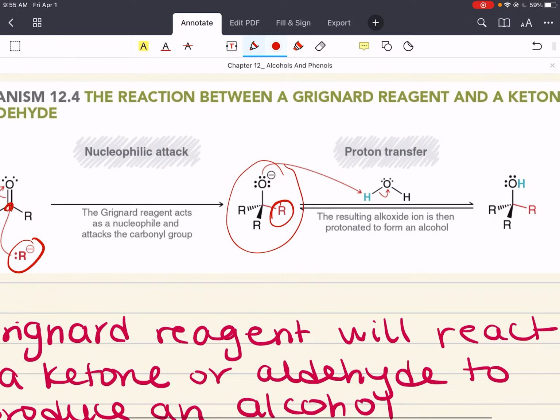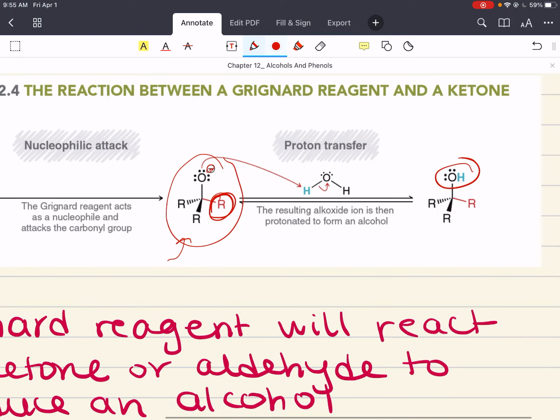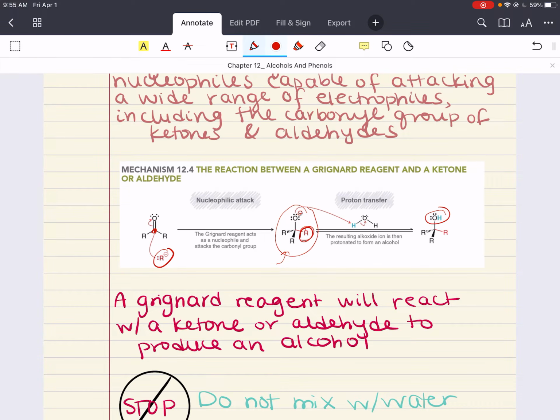Then you get a product like this where your oxygen has a negative charge. You've added an R group. All right, now we get a proton transfer. This alkoxide ion is then protonated to form an alcohol. And this is how you can prepare an alcohol using Grignard reagents.